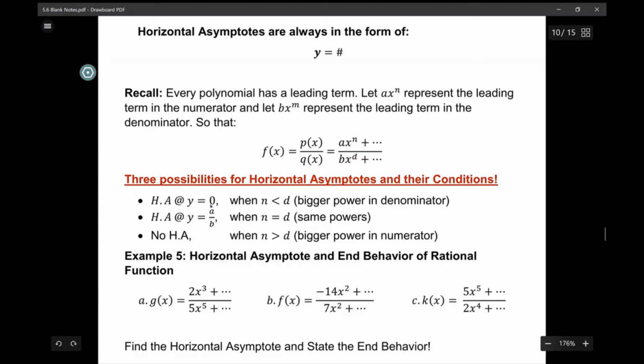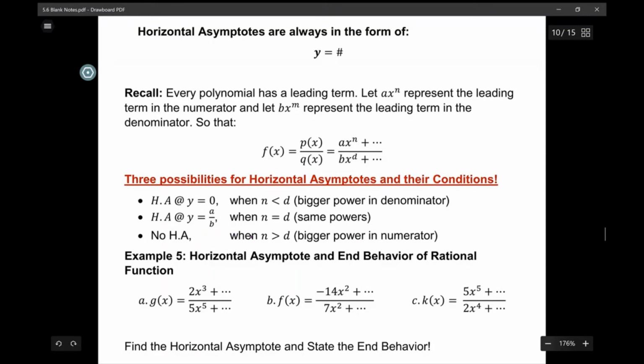So if the numerator power is bigger than the denominator power, then y equals 0 is going to be a horizontal asymptote. So that's the x-axis. If they have the same power in the numerator as the denominator, the ratio of the leading coefficients is going to be your horizontal asymptote.